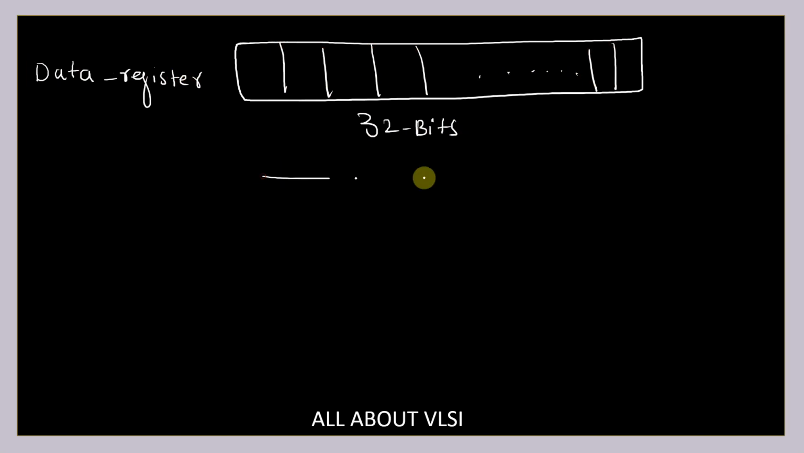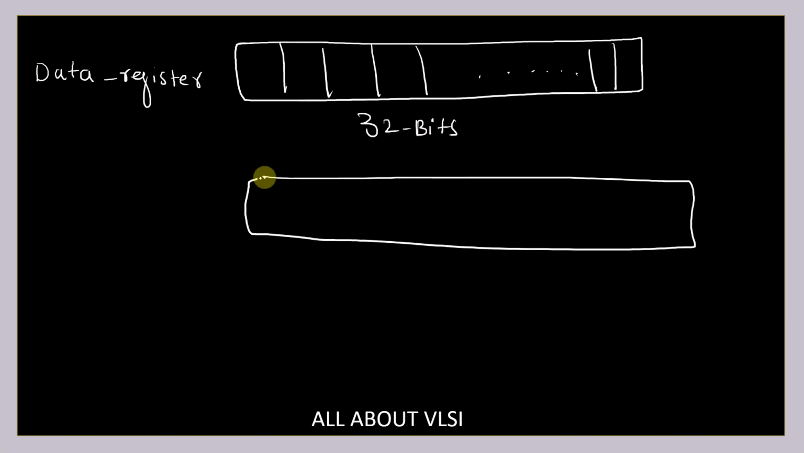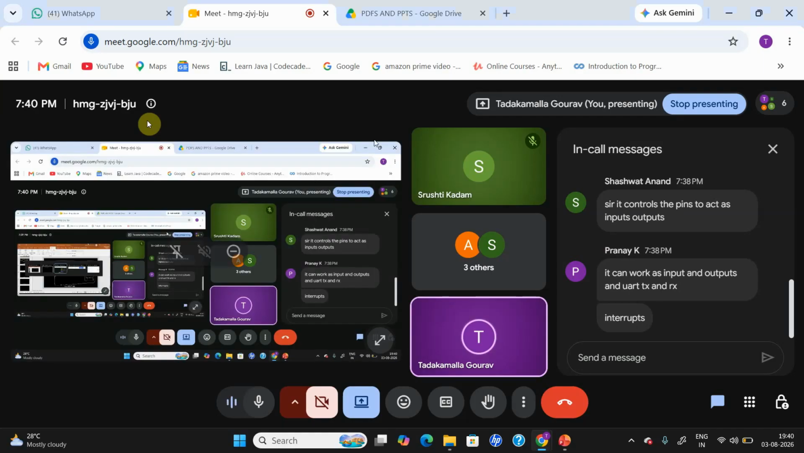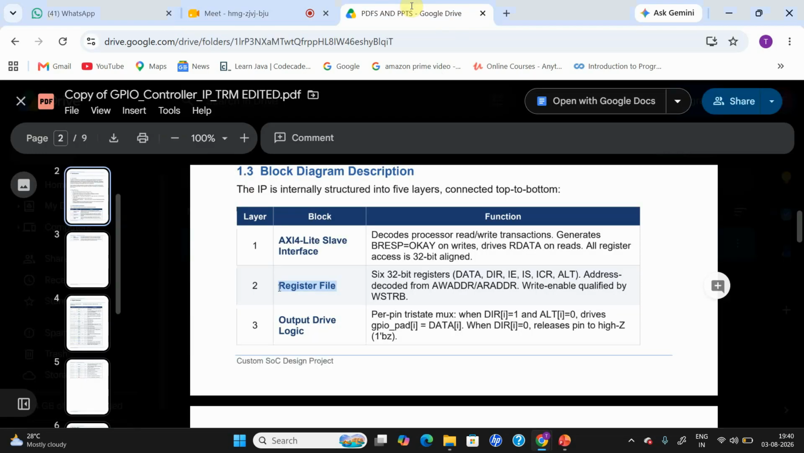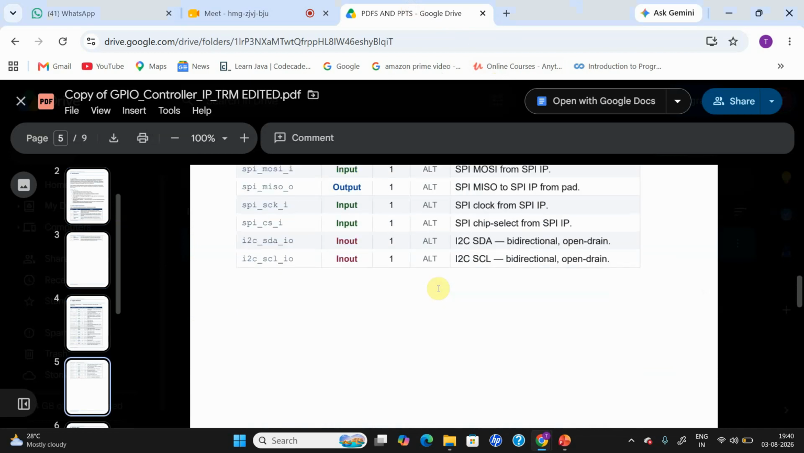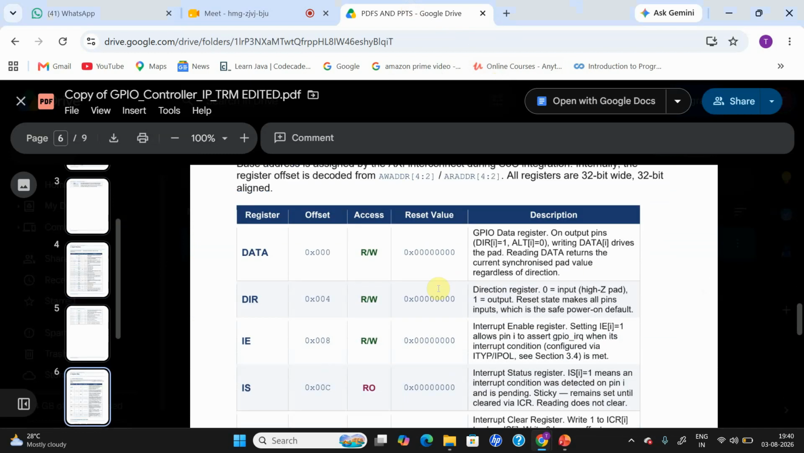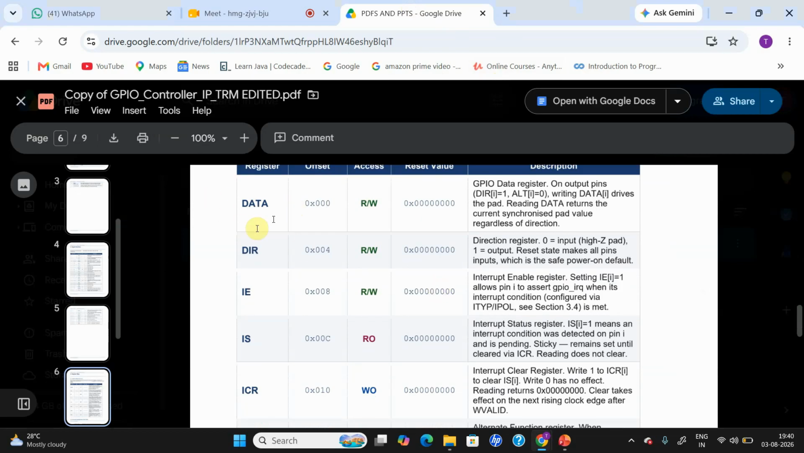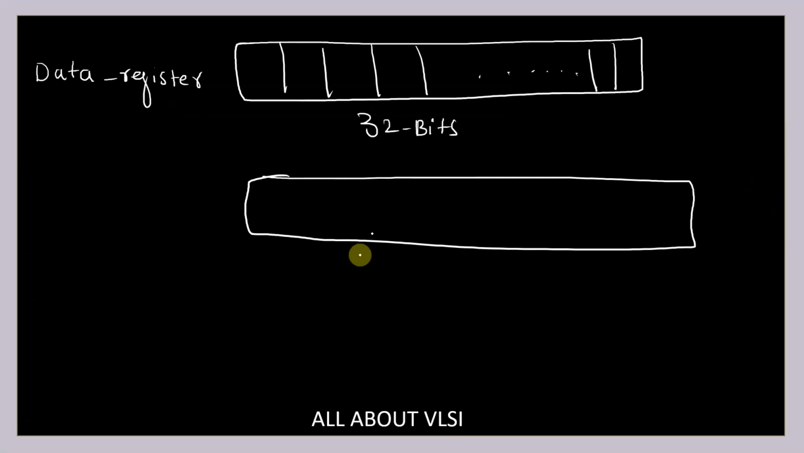Next, you're going to have different types of registers. First one is the data register, and you can check it in the TRM. So go to this particular page number. One second, let me open that page. Go to page number 6. In page number 6, yeah, first one is the data register. Next one is the direction register.